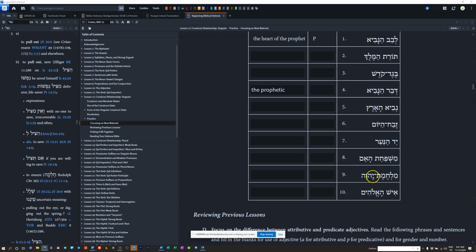So even though we don't have a definite article here, we understand that Yahweh as a proper noun is definite, and so milchama would be definite. So we've got the battle of Yahweh, the battle of Adonai, the battle of the Lord, however you want to translate this.